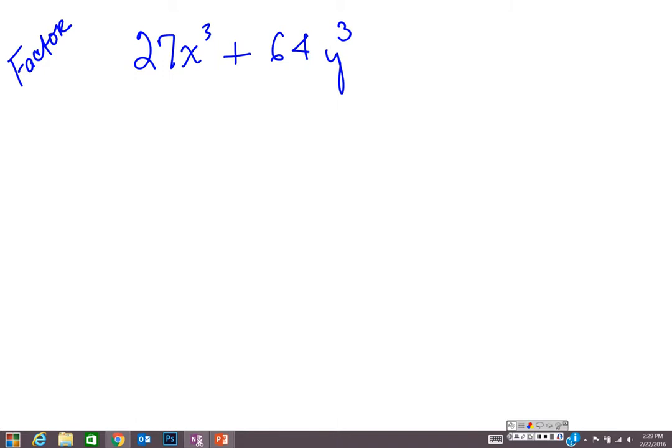So someone suggested this problem, 27x cubed plus 64y cubed. So of course we're factoring, and as you can see we do not have a GCF because 27x cubed and 64y cubed have nothing in common. However, we do see that this is a binomial because we have two terms, and we can find the cube root of both of these terms. Therefore, we have a sum of cubes.